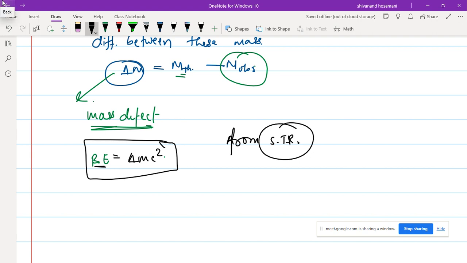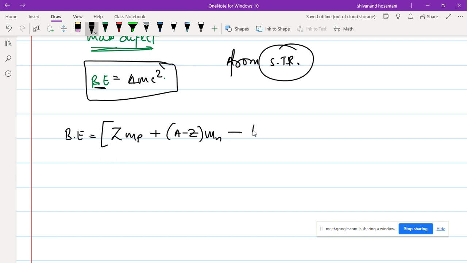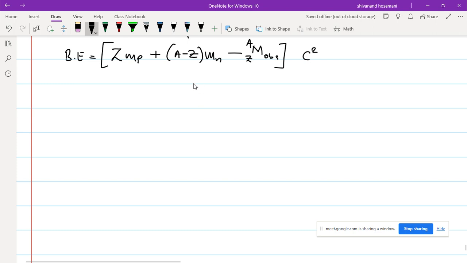Now, using the same thing, you can define the binding energy like this: binding energy is equal to [Z times the mass of the proton plus (A minus Z) times the mass of the neutron minus the observed mass of the nucleus, A with Z], into c square, because this is delta m. So delta m is Z mp plus (A minus Z) mn minus the observed mass of the nucleus. Here, if the problem has given mp, treat this as the mass of the nucleus.